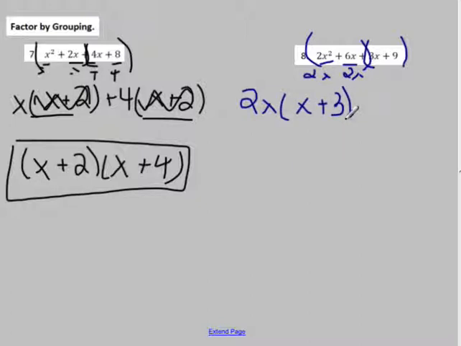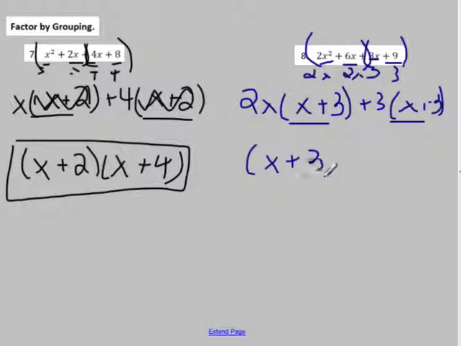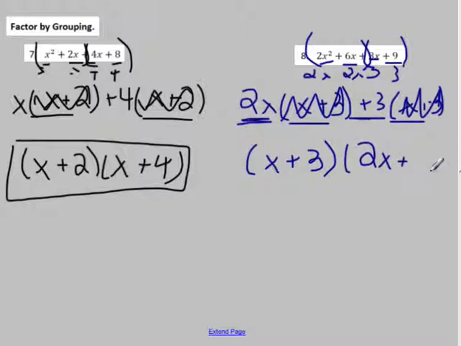Out of my second group now, what can I divide 3 and 9 by? Well, I can divide them both by 3. I can't take an x out because there isn't an x in each term. So I'm dividing each of these by 3. And then I end up getting x plus 3. So I notice that my leftovers here are matching, so I can go ahead and factor those out. Once I've factored those out, I can write what's left after that, which is 2x plus 3. So this right here is my final answer.